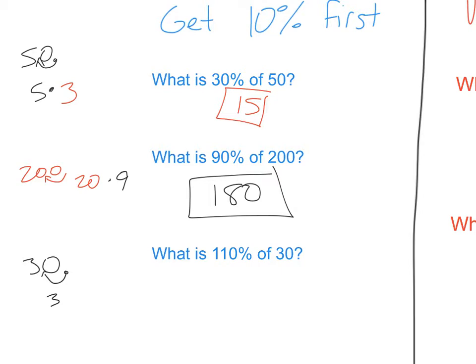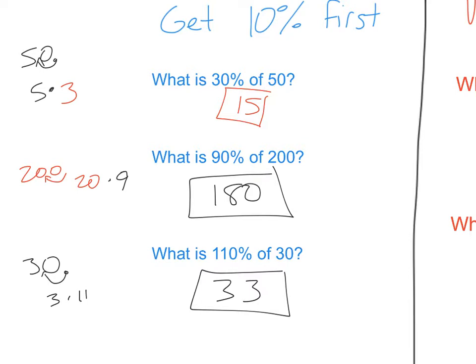I need 110%. So how do I do that? Well, when we need to find 30%, we multiply by 3. When we need to find 90%, we multiply by 9. So when we need to find 110%, well, if it was 100%, I multiply by 10. So the next thing would be for 110%, I'm going to multiply by 11. And 3 times 11 is, of course, 33.